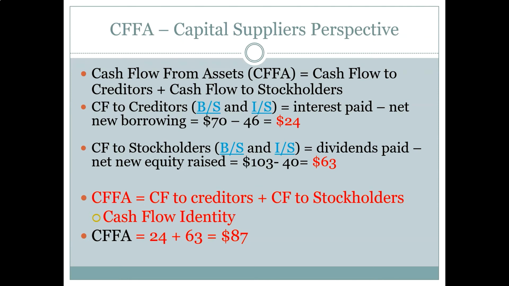Okay. So from the outside, the one hand of the cash flow identity says that cash flow from assets is equal to cash flow to creditors plus cash flow paid out to stockholders. This is called the capital supplier's perspective or the investor's perspective. In other words, this is a way to get a measure of cash by looking at how the cash left the firm. Now, cash flow to creditors is defined as the interest paid minus net new borrowing. Okay? And so we can find both of these things on the balance sheet and the income statement.